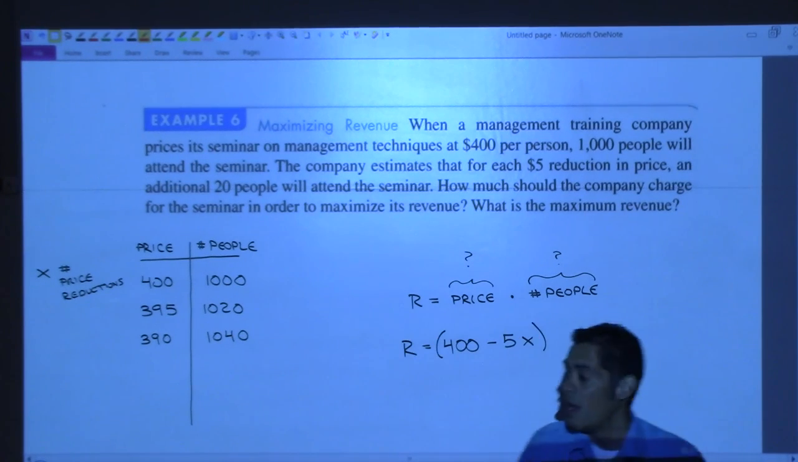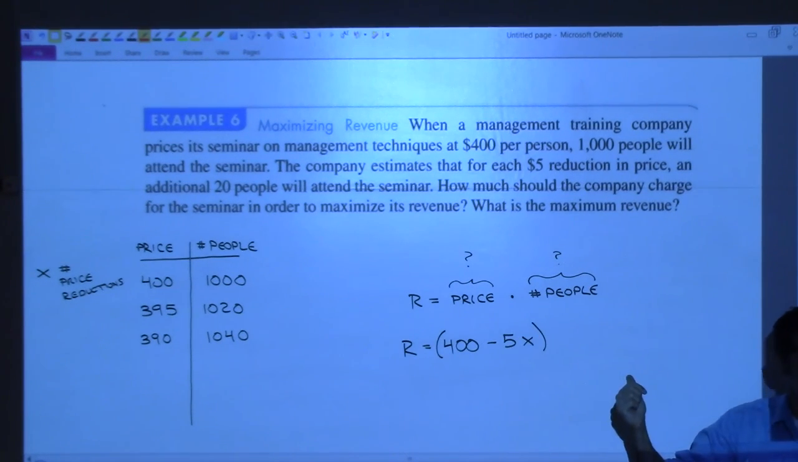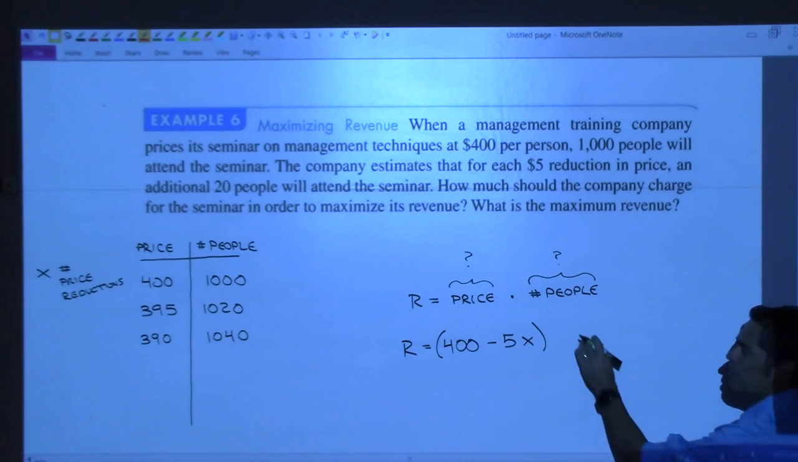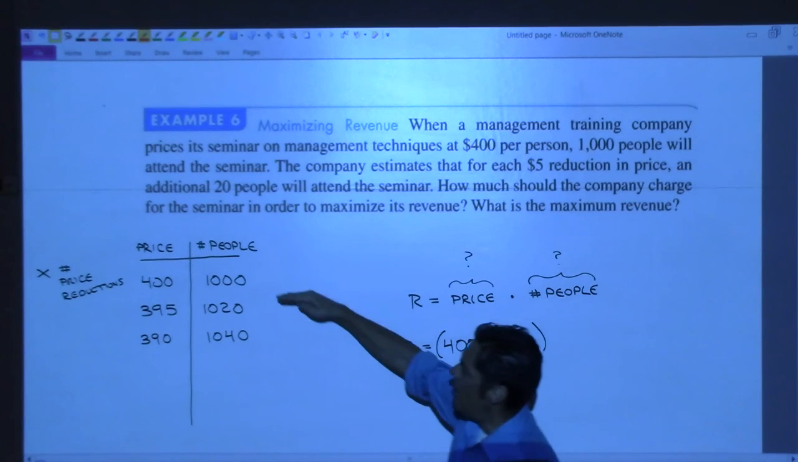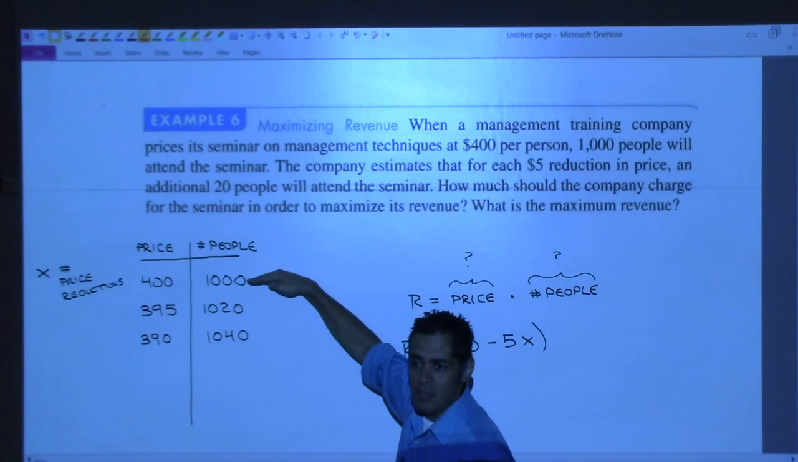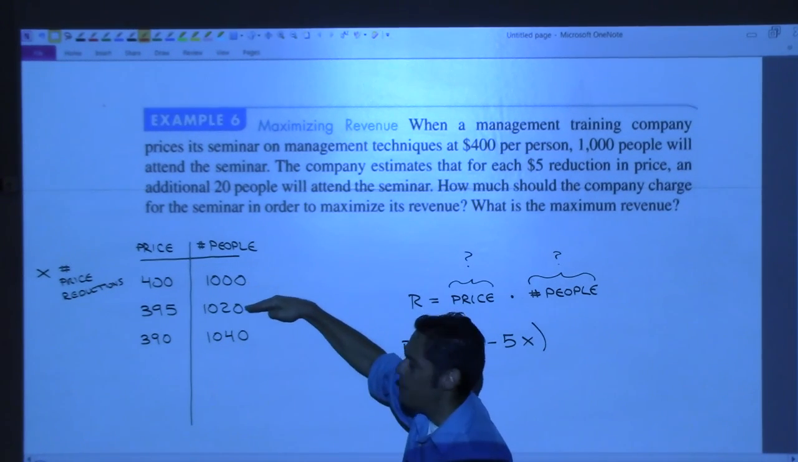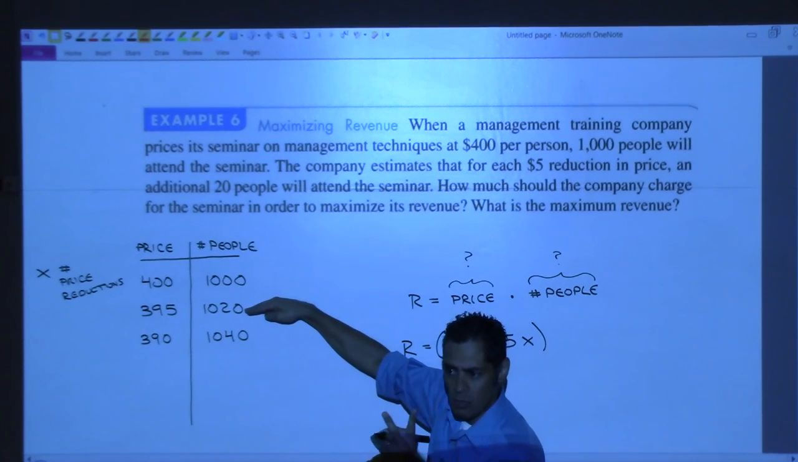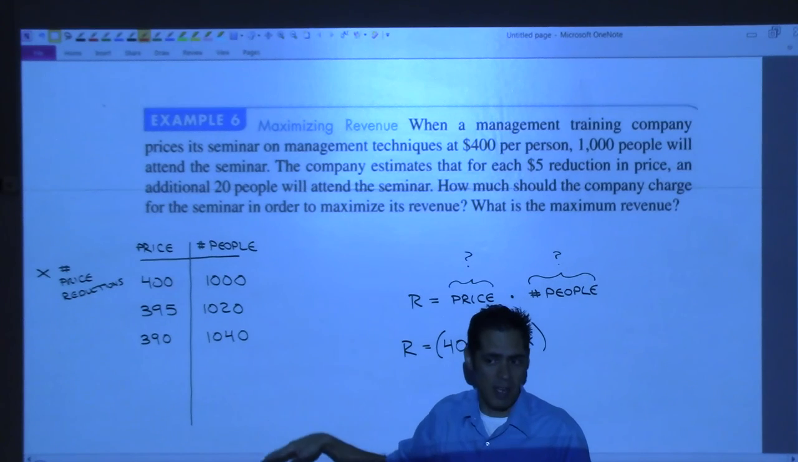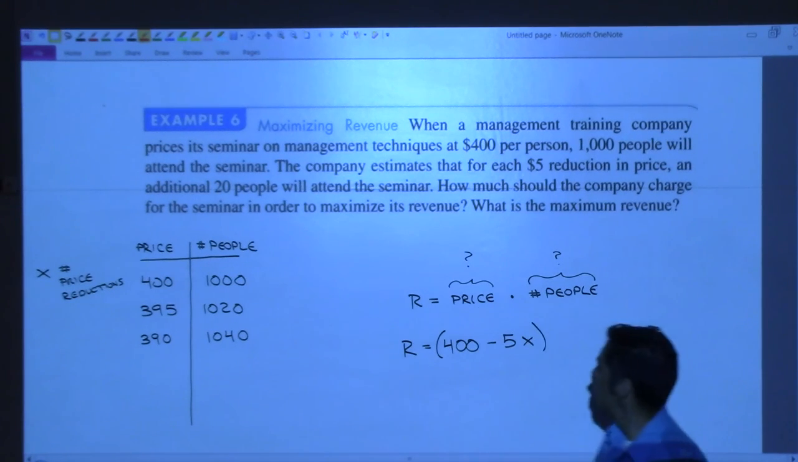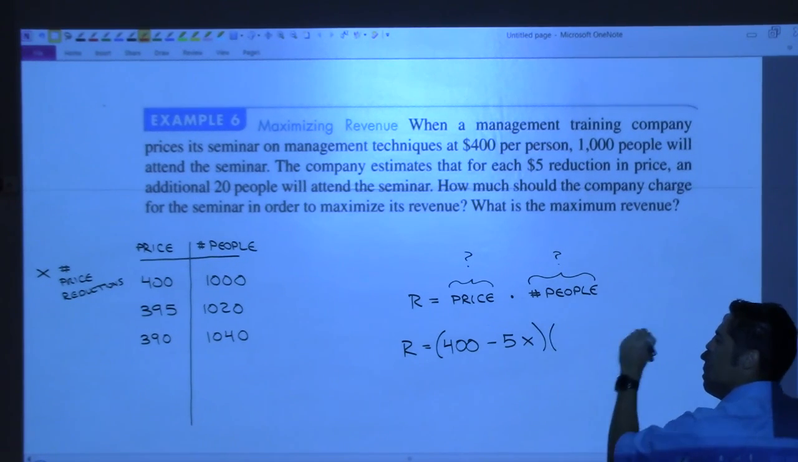Okay, you sure that makes sense? Okay. How about the number of people that are going to attend? If I have no reductions, I have 1,000, right? One reduction, I have 1,020. Two reductions in price, I have 1,040. So it's jumping up by how much each time? 20. So what should this be over here, the number of people?